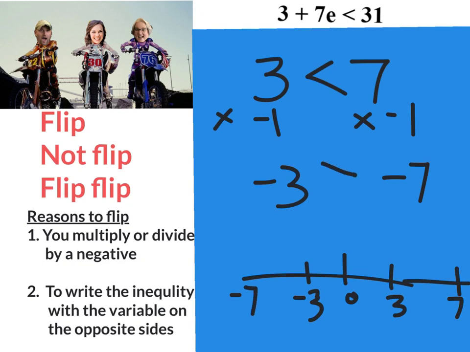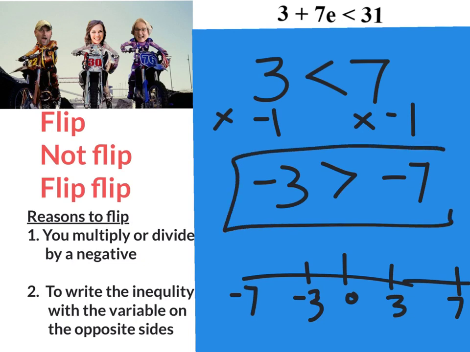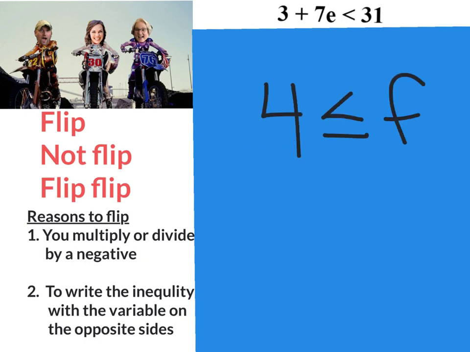So notice when we multiplied, and it does work with divide as well, because if we divide by -1, we get the exact same thing. Now, with -3 and -7, your symbol had to flip, so it's no longer a less than, it's a greater than. The second reason to flip is if you want to write the inequality with the variable on the opposite side.